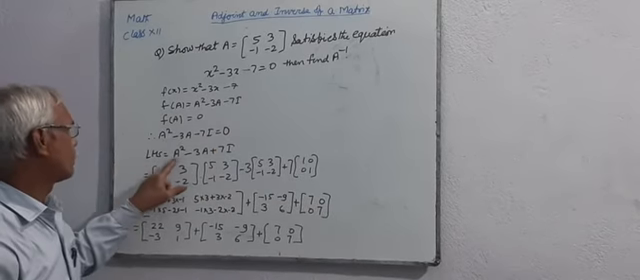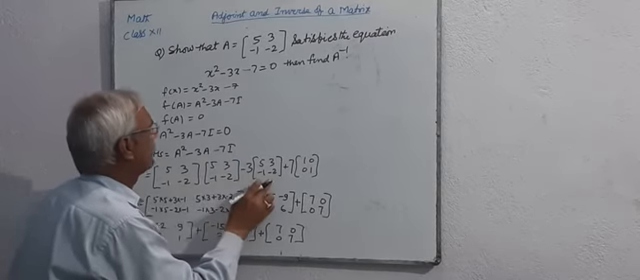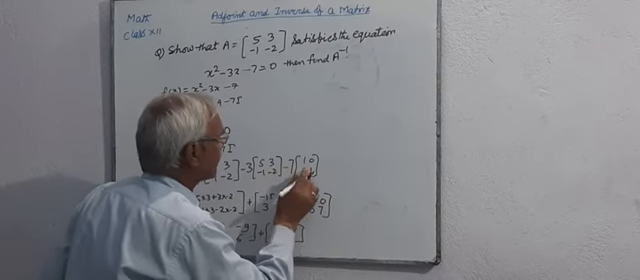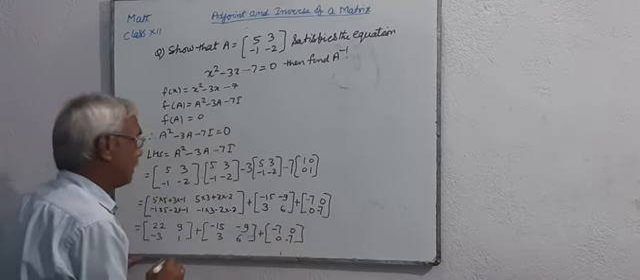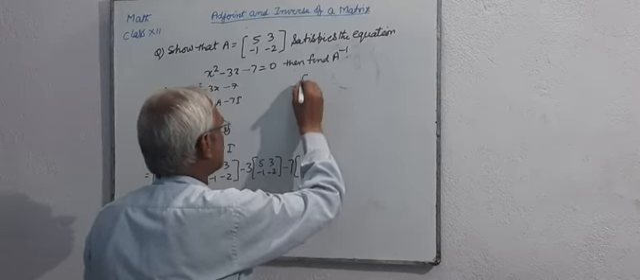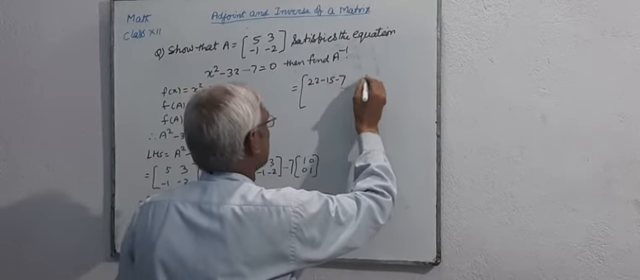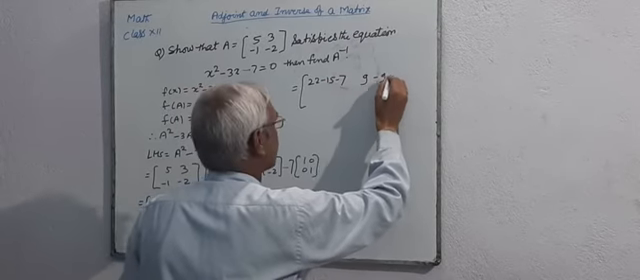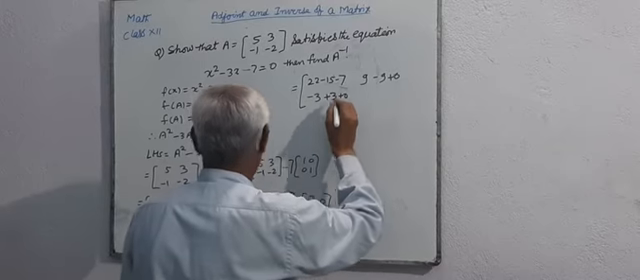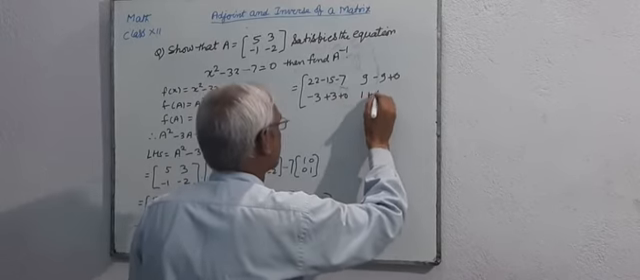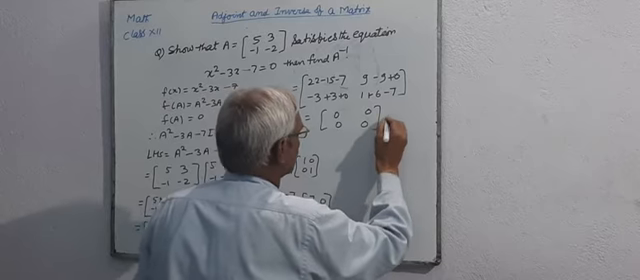First, LHS = A² - 3A - 7I = A·A - 3·A - 7·I. Computing the matrices, we get 22 minus 15 minus 7, 9 minus 9 plus 0, minus 3 plus 3 plus 0, 1 plus 6 minus 7, which equals 0 0 0 0, equal to 0.